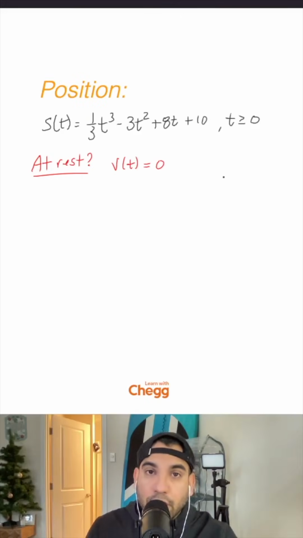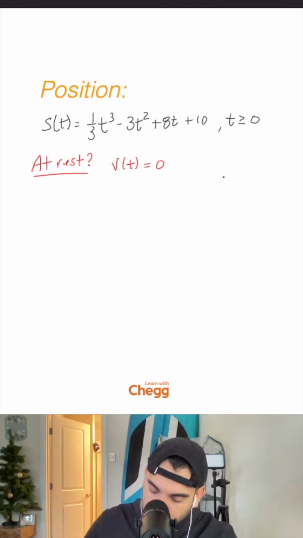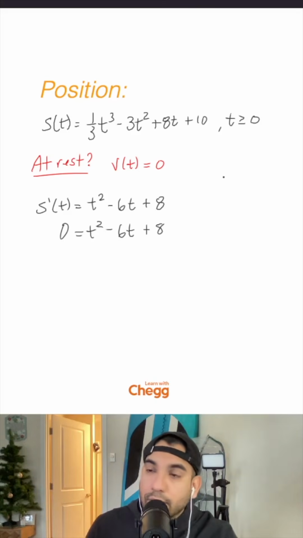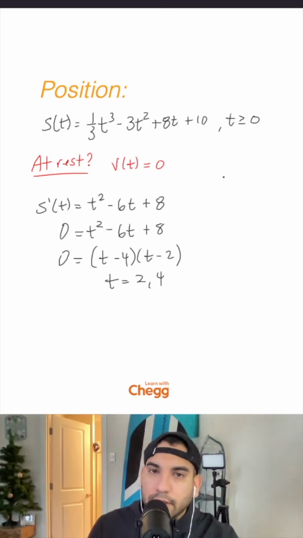Given the position function, in order to find when the particle is at rest, we need to find when the velocity is equal to 0, and that's going to be when the derivative is equal to 0. Now that we set this equal to 0, we go ahead and use some factoring to find the values of t. And it looks like the particle is at rest at time equals 2 and 4.